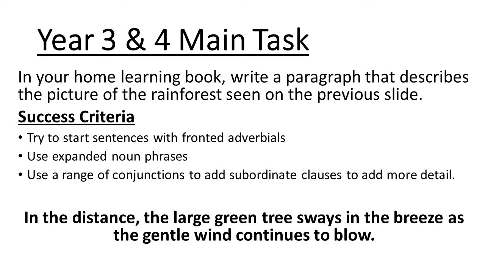Year 3 and 4, here's your main task. In your home learning book, write a paragraph that describes the picture of the rainforest seen in the previous slide. Use the success criteria below to help. Try to start sentences with fronted adverbials. Use expanded noun phrases and use a range of conjunctions to add subordinate clauses to add more detail. Here's an example to help. In the distance, the large green trees sway in the breeze as the gentle wind continues to blow. Remember to rewind the video to go back to the previous slide.